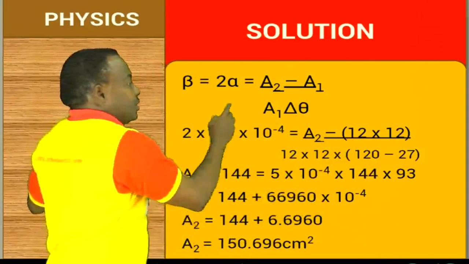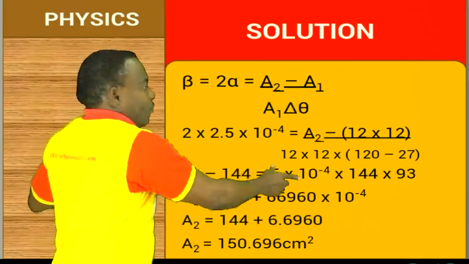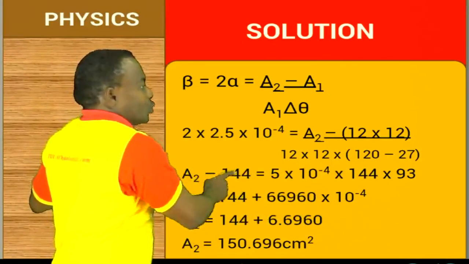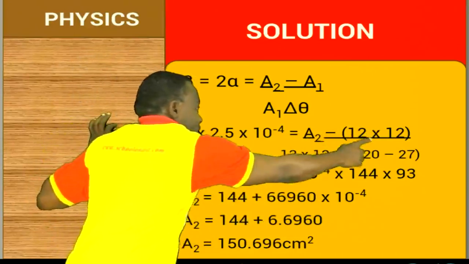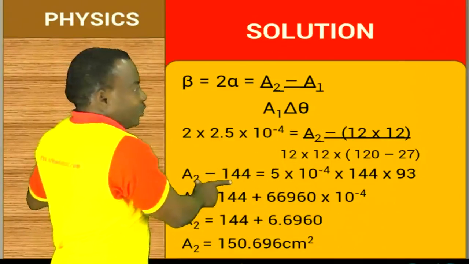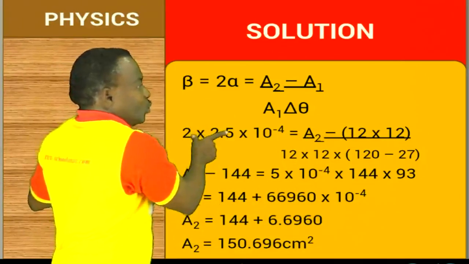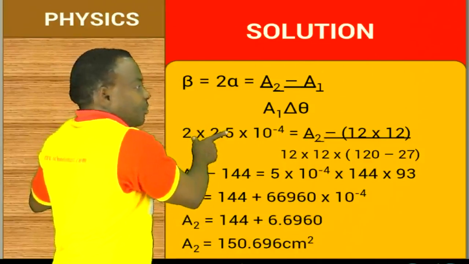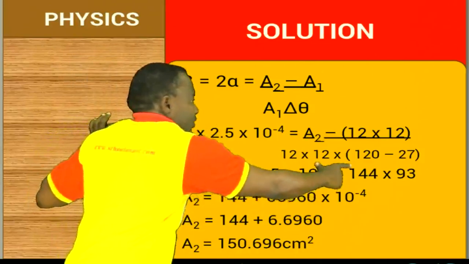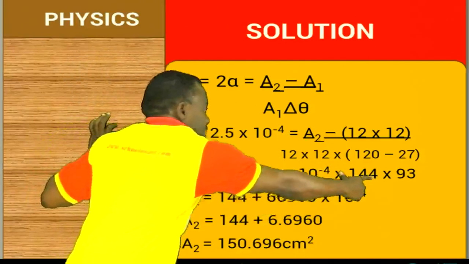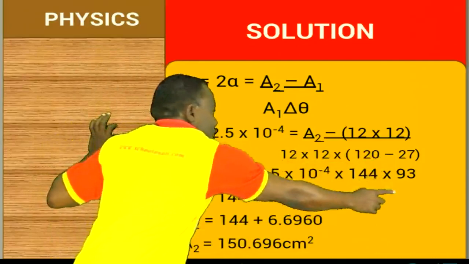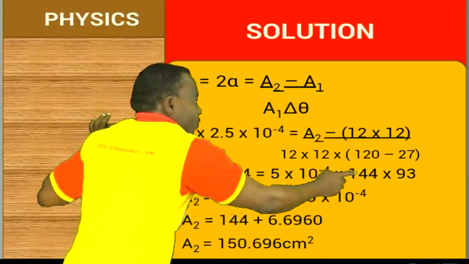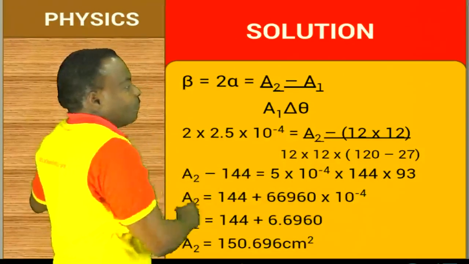Now if we work this out mathematically, you will have what? By the time you cross multiply and work this out, A2 gives us what? You cross multiply. 12 by 12 gives us 144. So you have A2 minus 144 here. That is what we are having here when you cross multiply. Then this 2 times 2.5 times 10 to the power minus 4 comes here to multiply what you are having here. Then you are having this expression as we are having here. If you work it out, 120 minus 27 gives us 93. This 12 by 12 gives us 144, and this is the arrangement that we are having now.